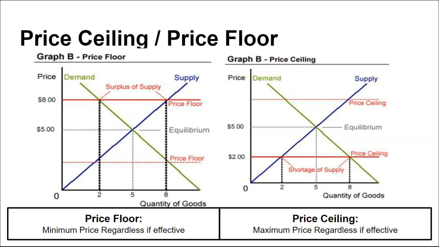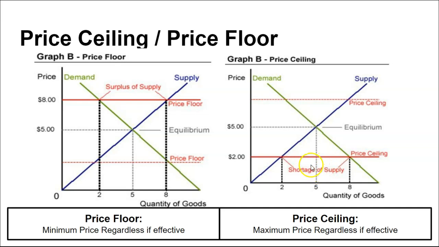A price ceiling is the maximum price, regardless if it's effective. So you cannot sell above $2. That's an effective price ceiling. You can't sell above $8. That's also a price ceiling, but not very effective. So if it's effective, you do get a shortage where the quantity demanded is larger than the quantity supplied, so there's not enough to go around.